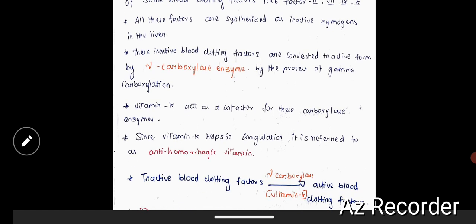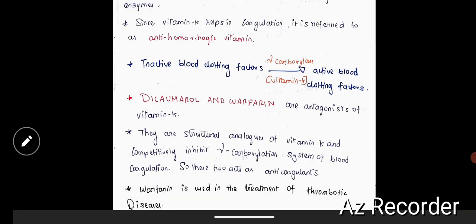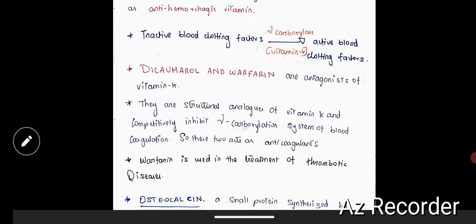Since vitamin K helps in coagulation, it is referred to as the anti-hemorrhagic vitamin. We have to remember this name. Dicumarol and warfarin are antagonists of vitamin K, so they act opposite to vitamin K. They are structural analogs of vitamin K and competitively inhibit the gamma carboxylation system of blood coagulation. So these two act as anticoagulants. Warfarin is used in the treatment of thrombotic diseases.